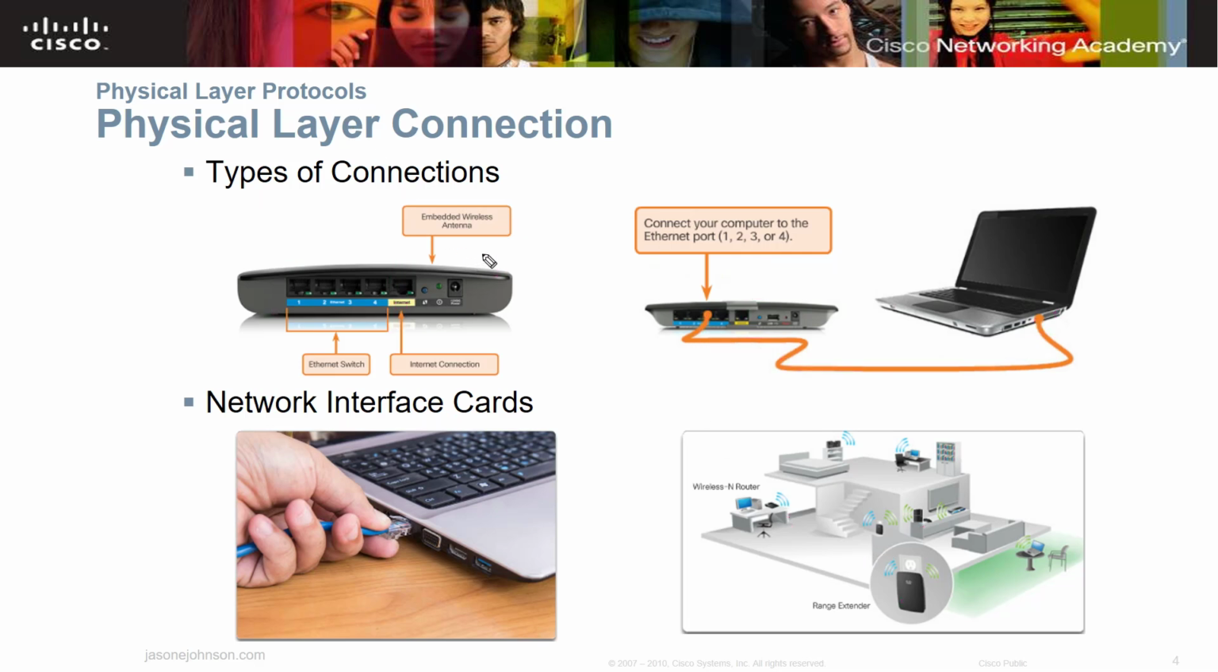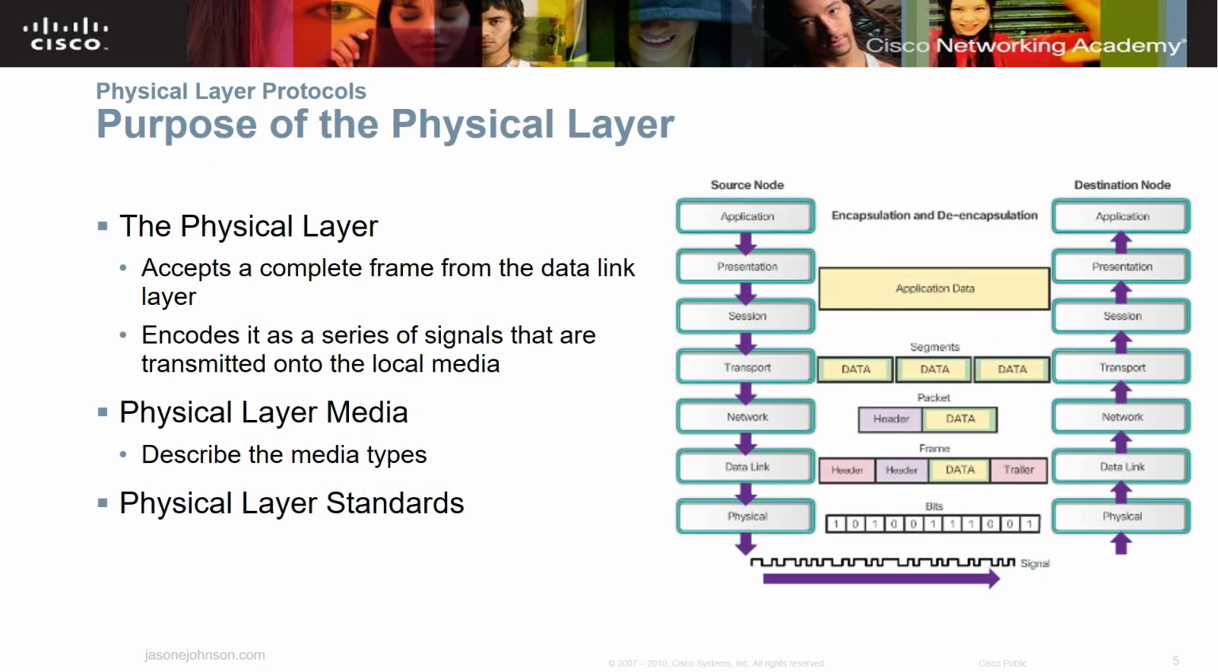Okay, let me move on to the next slide here. So the purpose of the physical layer is to accept a complete frame from the data link layer. The physical layer accepts a complete frame from the data link layer. It encodes it. Remember the encapsulation and de-encapsulation process. It encodes it as a series of signals that are transmitted onto the local media.